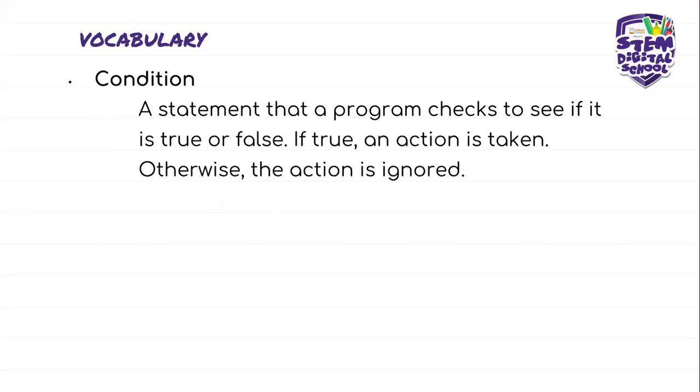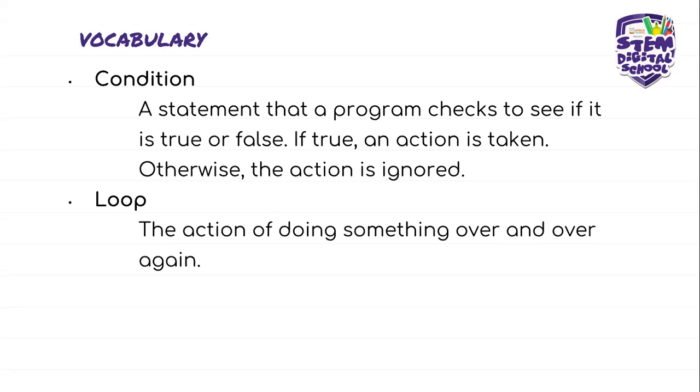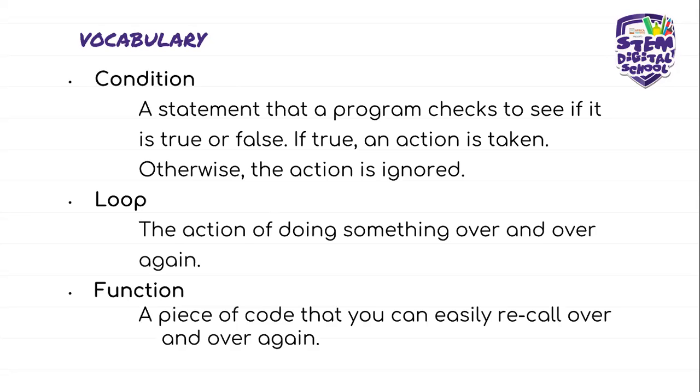A quick reminder of what a condition is. A condition is a statement that a program checks to see if it is true or false. If true, the action is taken, otherwise the action is ignored. Our loops we are quite familiar with, just doing something over and over again. And then here we have our function, a piece of code that you can easily recall over and over again.